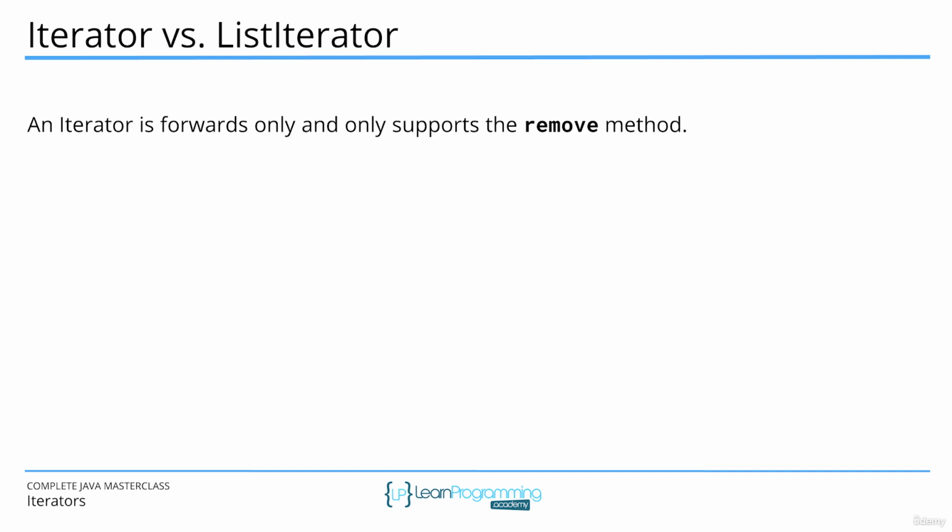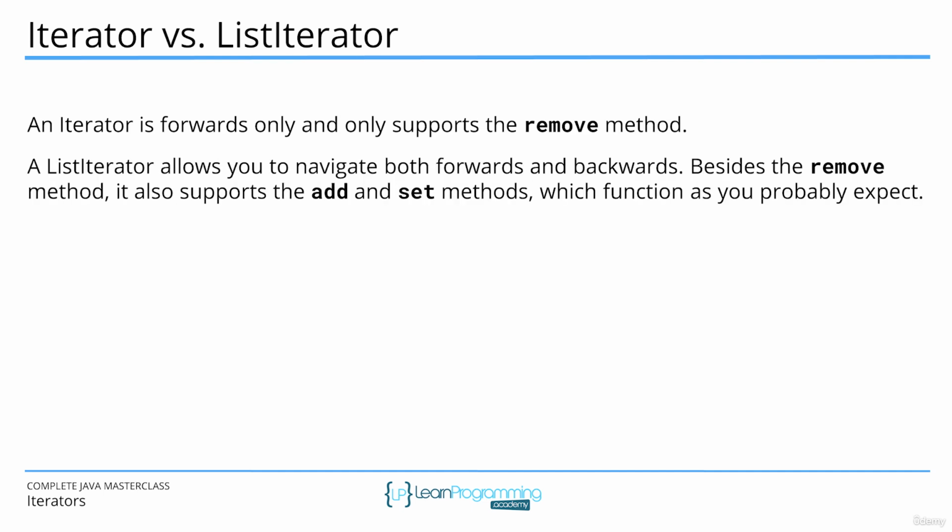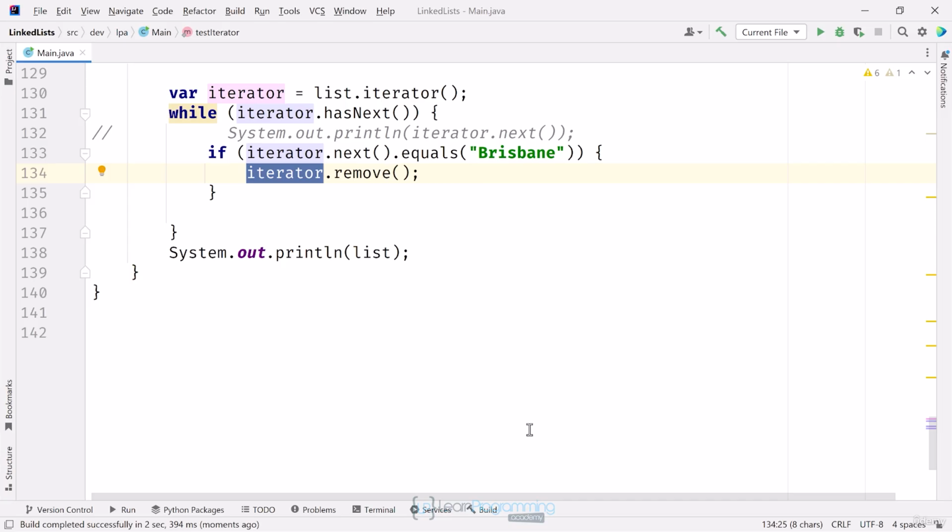An iterator is forwards only and only supports the remove method. A list iterator allows you to navigate both forwards and backwards. Besides the remove method, it also supports the add and set methods, which function as you probably expect. Let's try out the list iterator.